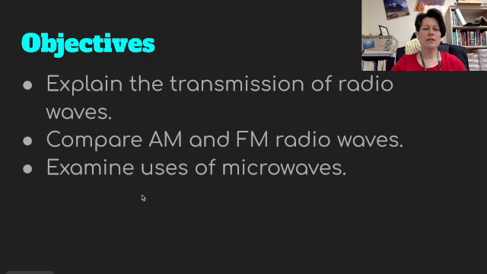So our objectives for today's lesson were to explain the transmission of radio waves, compare AM and FM radio waves, and examine uses of microwaves. So don't forget your 5 questions, and I will be back with more about light.